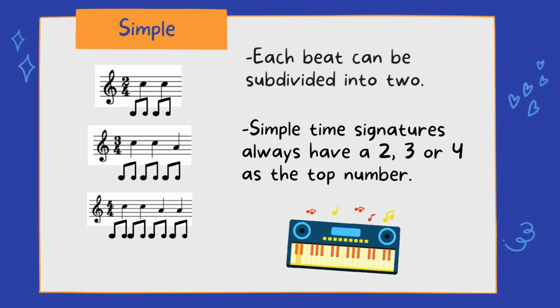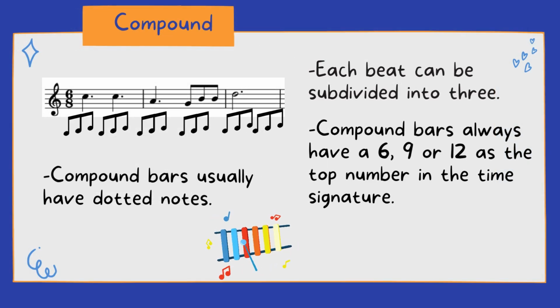Summarizing, simple time signatures mean that each beat can be subdivided into 2, and also that they always have a 2, 3, or 4 as the top number. Compound time signatures mean that each beat can be subdivided into 3. It also means that they always have a 6, 9 or 12 as the top number in the time signature and, finally, compound bars usually have dotted notes.